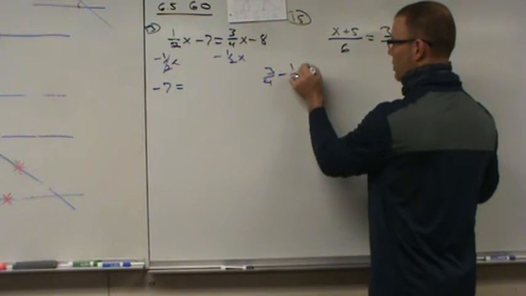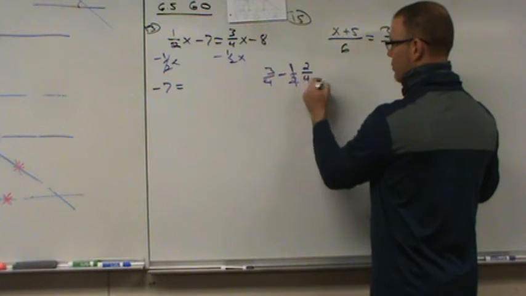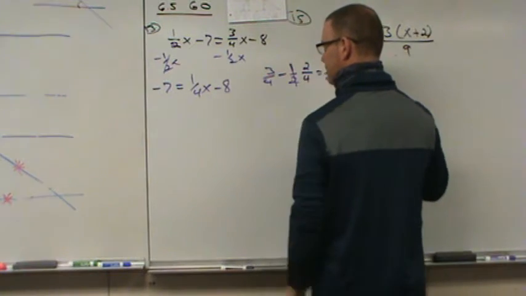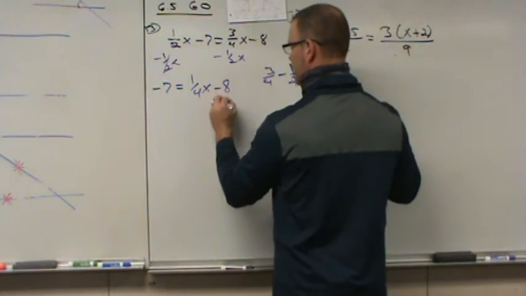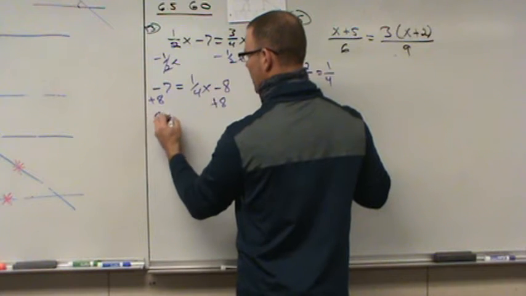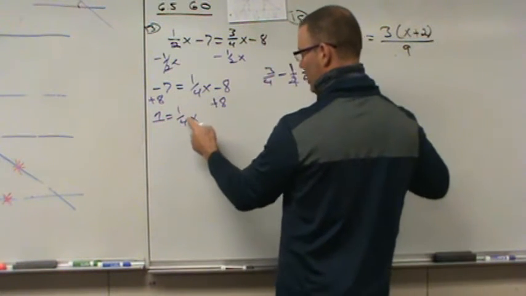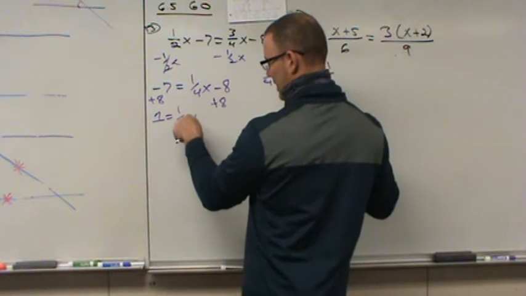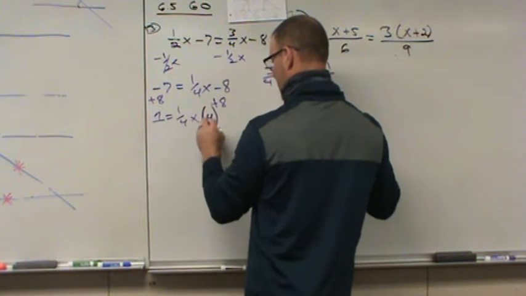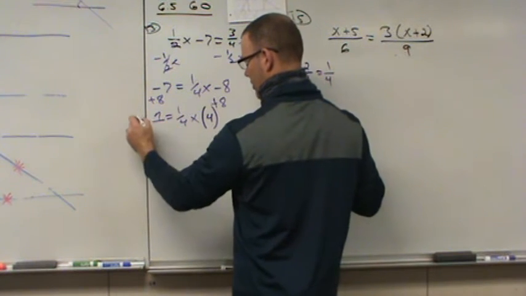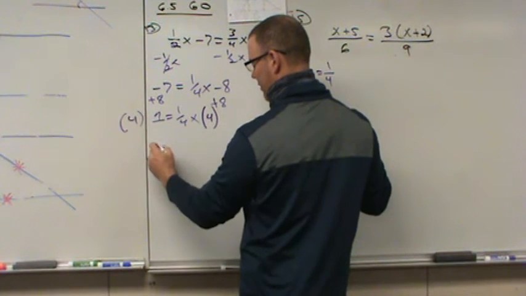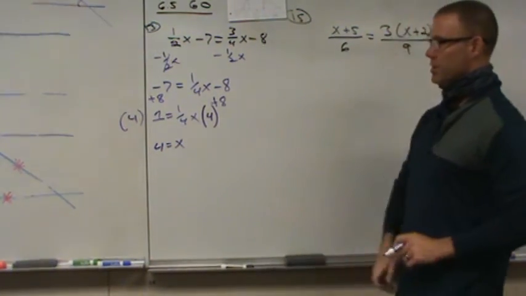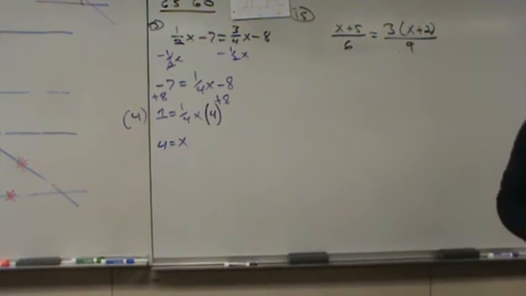2 goes into 4 twice. 2 times 1 is 2. My new fraction is 2/4, which gives me 1/4 left. So 1/4 x minus 8. I add 8 to both sides. 1 is equal to 1/4 x. What number times 1/4 is equivalent to 1? Well, if this is a division, I multiply by the reciprocal to get rid of the fraction. So when you multiply both sides by 4, 4 is equal to x. So there is 13. Didn't seem so hard now that we went through and did it.